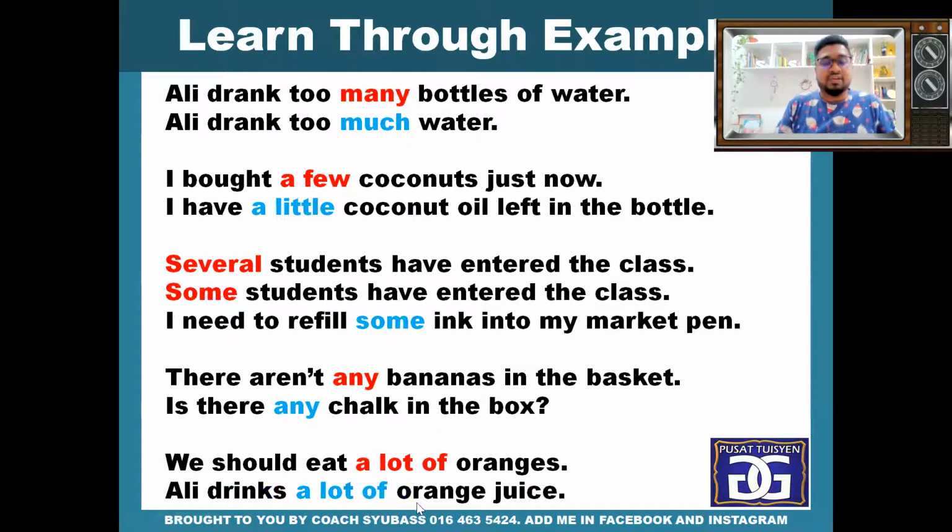Ali drinks a lot of orange juice. Now, oranges, which can count as a countable noun, turned into an uncountable noun because it's now juice. You cannot count juice, but I can still use a lot of. Okay, the conclusion is you can use a lot of for both. You can use any for both. You can use some for both.